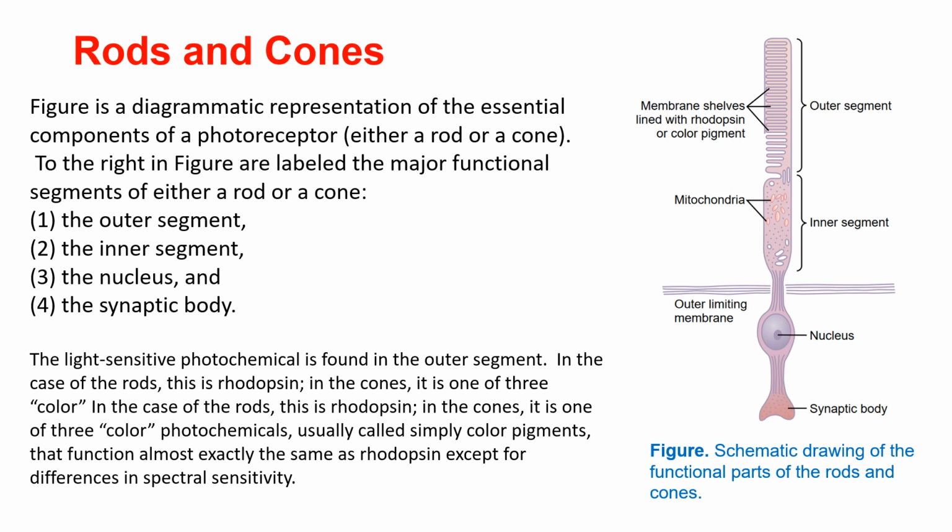The light-sensitive photochemical is found in the outer segment. In the case of the rods, this is rhodopsin. In the cones, it is one of 3 color photochemicals, usually called simply color pigments, that function almost exactly the same as rhodopsin except for differences in spectral sensitivity. Figure. Schematic drawing of the functional parts of the rods and cones.